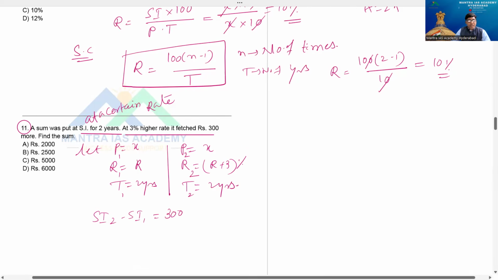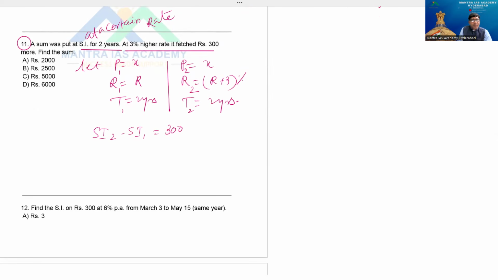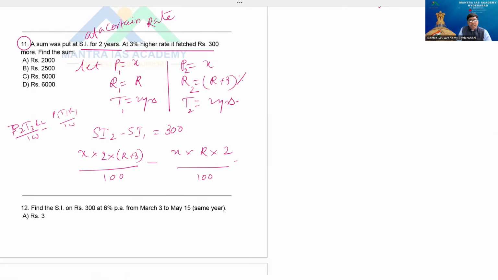You can do it directly otherwise. See, what is the story here? SI2 means P2, T2, R2 by 100 minus P1, T1, R1 by 100. That is the way. X into the second time, which is 2, into (R plus 3) by 100, minus X into R into 2 by 100. This difference is 300. Now do the simplification.